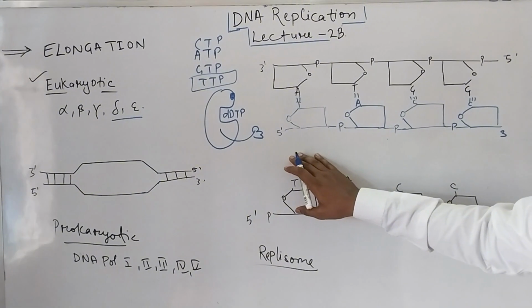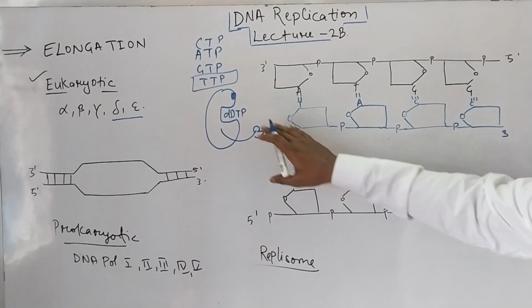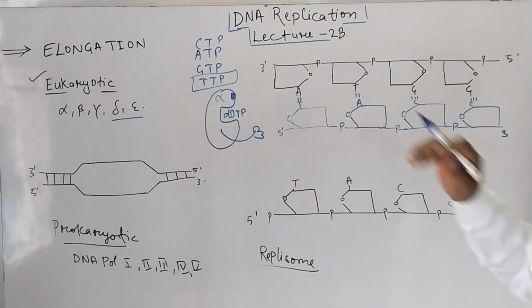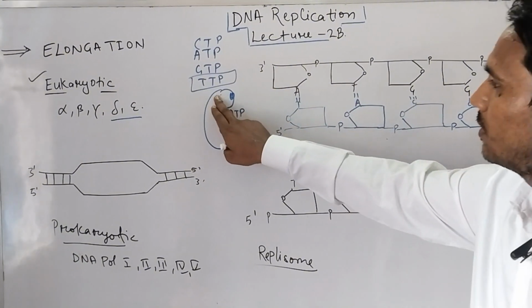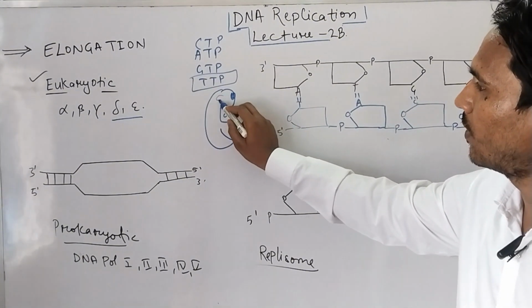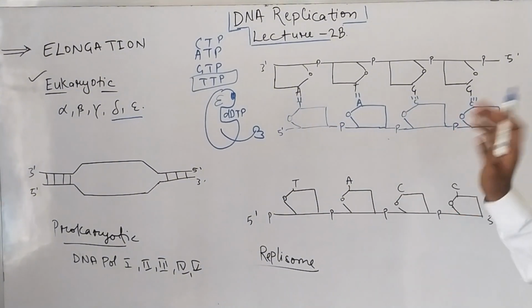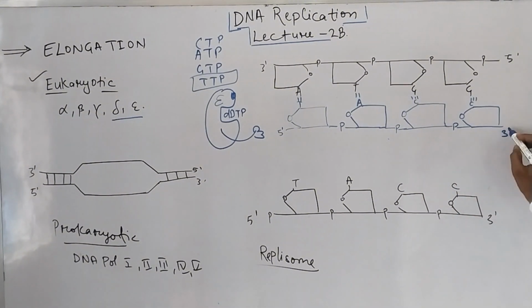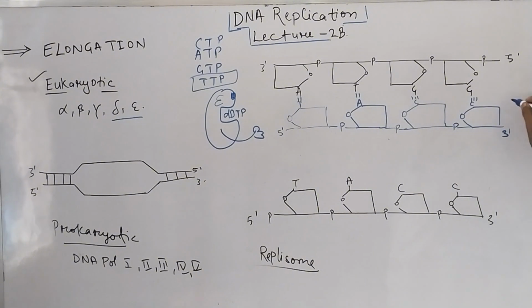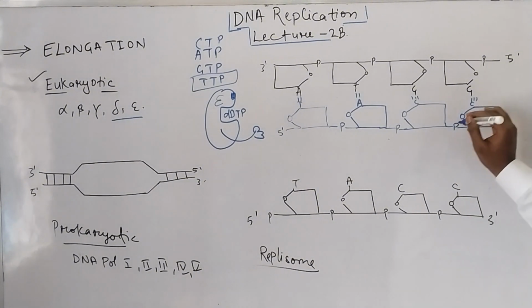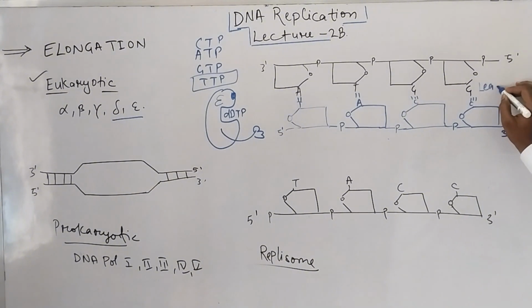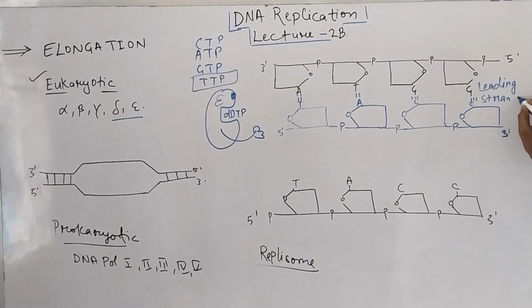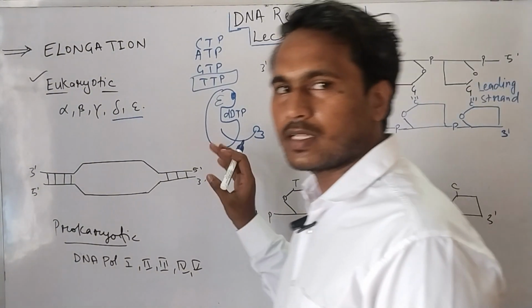So this is a way of synthesizing a new polynucleotide in which the polymerase enzyme is involved in eukaryotes, but in prokaryotes it can be different. This is the epsilon polymerase, which is continuous in nature. And if it is continuous in nature, then it is called the leading strand. The leading strand is synthesized by the epsilon.